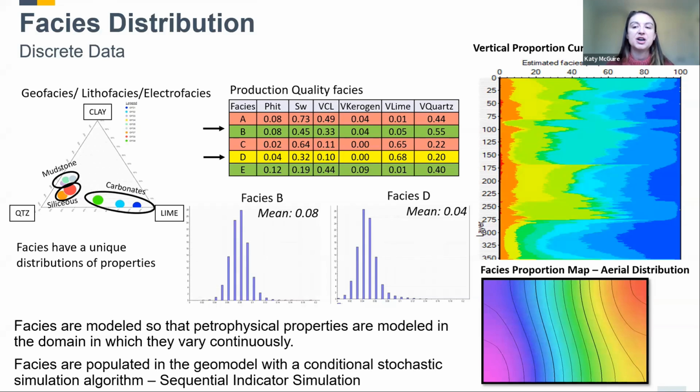There's a range. So along with porosity, each facies property will have a unique distribution, and it's the overlap and distribution of each property that belongs to a facies that makes up the distribution of a facies as a whole. So we model facies so that petrophysical properties are modeled in the domain in which they vary continuously.